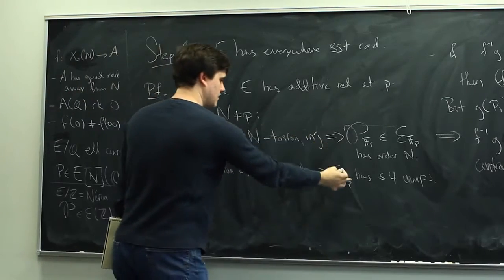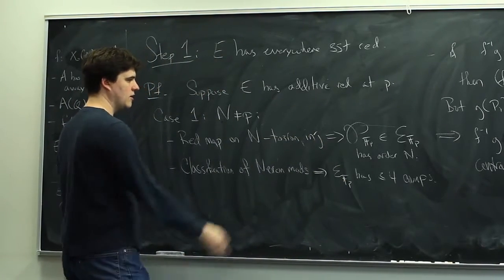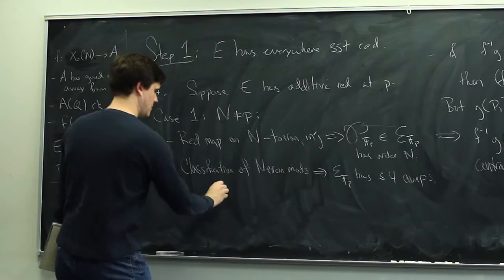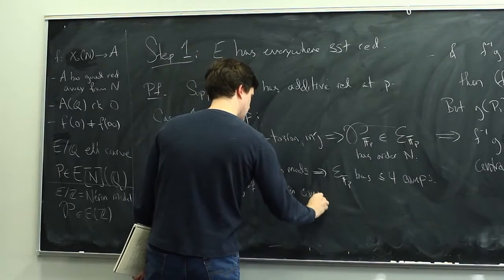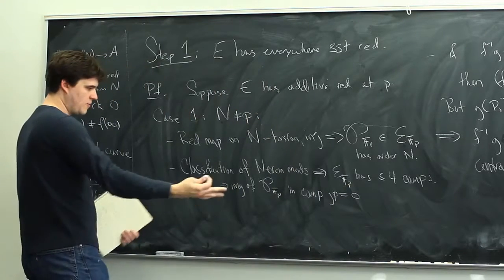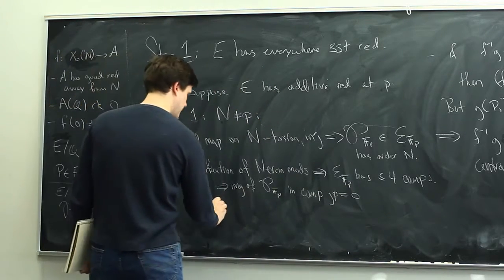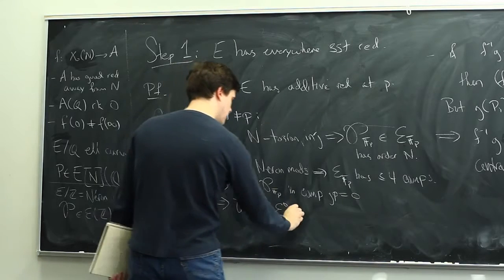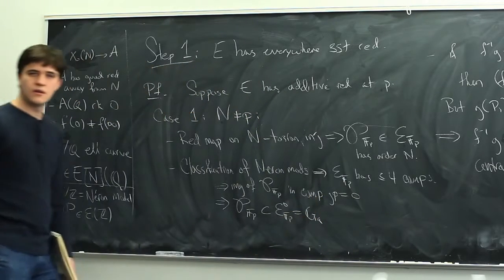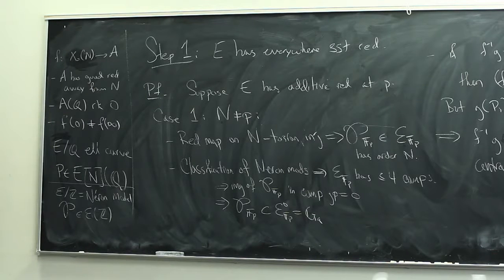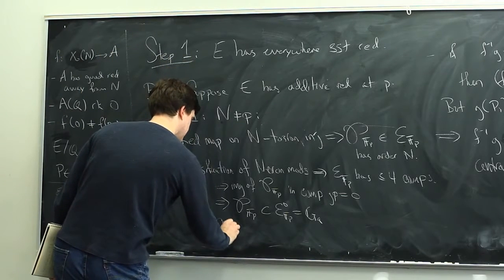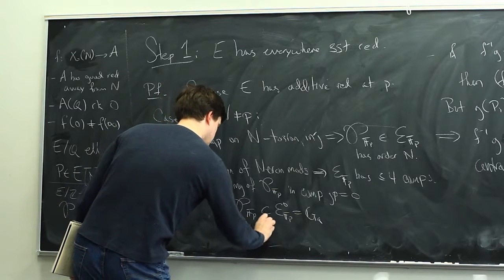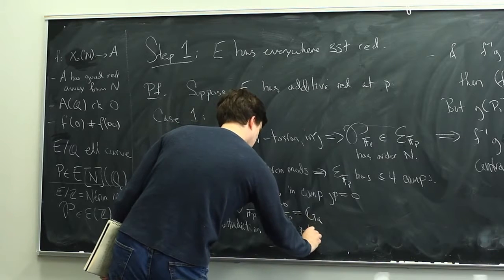Okay, so this means that the image of P in the component group is trivial, because the component group is small, and P has order n, and n is a bigger prime. So the image in the component group is 0. That means that this thing is contained in the identity component. But the identity component is G_a, right? We're saying it has additive reduction. And this is a contradiction because G_a is p-torsion and our point is n-torsion. Okay?